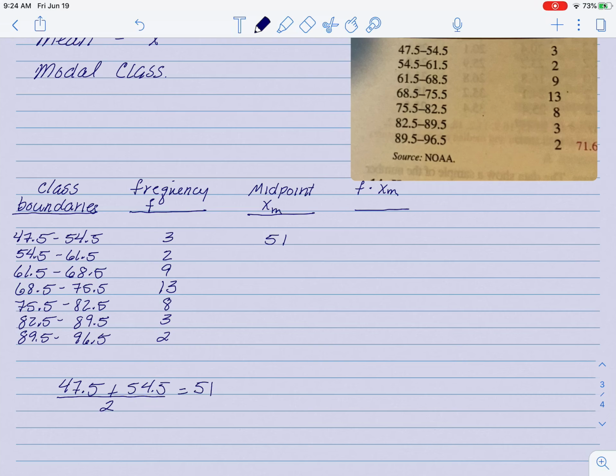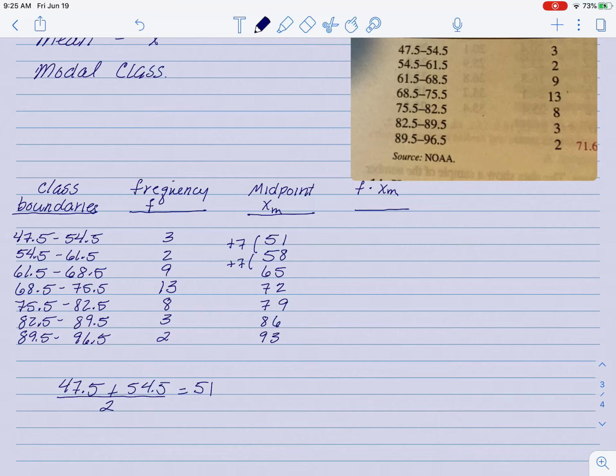Now, if you notice, every class width is 7. It goes up 7. So the next one should be 51 plus 7, which is 58. Let's try it just to make sure. 54.5 plus 61.5 divided by 2 is 58. So this is going up 7 each time. If I add 7 to each one of these, that should be the next midpoint. So this is 65, and 7 is 72, and 7 is 79, and 7 is 86, and 7 is 93.